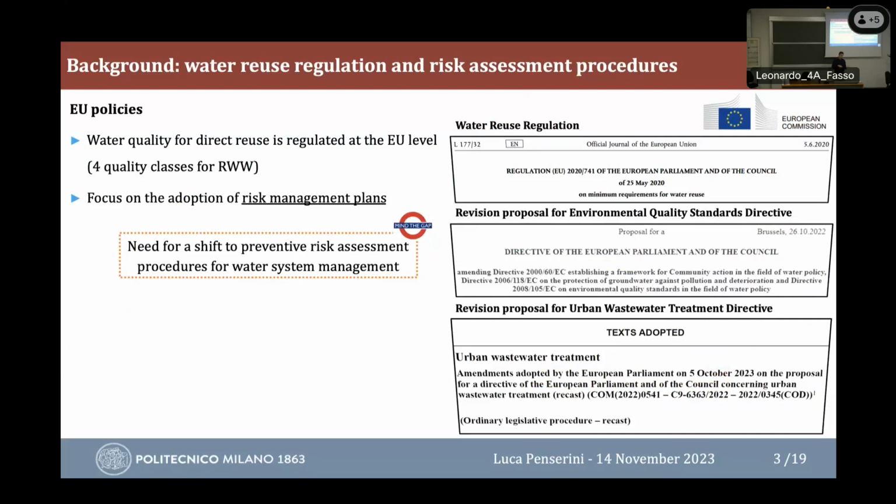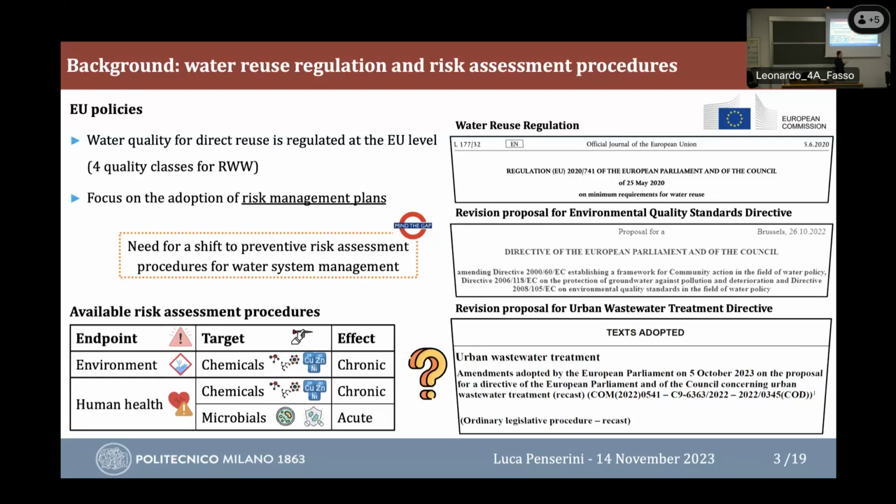But if on one side we need to implement risk assessment procedures as preventive measures to manage the water system, on the other side, it's not really clear how to perform risk management approaches or where and when to apply them. Why is this? Because we have many procedures for risk assessment that can address different endpoints, for example, the environment or the human health.